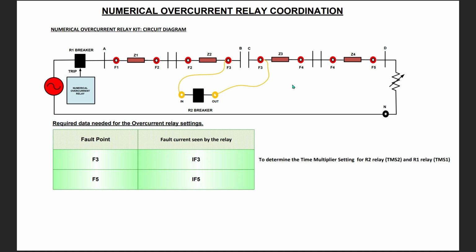To determine the pickup current settings for relay R1 and R2, at fault point F3, the fault current seen by the relay is IF3. This current is used to determine the time multiplier settings for relays R2 and R1, designated as TMS2 and TMS1. To determine the pickup current setting for relay R1 and R2, we follow standard protection coordination principles. For that, we need the minimum fault current seen by both relays, which is a fault occurring at the point F1. That is, the IF1 current is needed to find the pickup current.